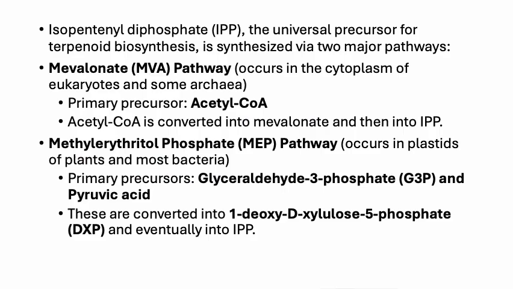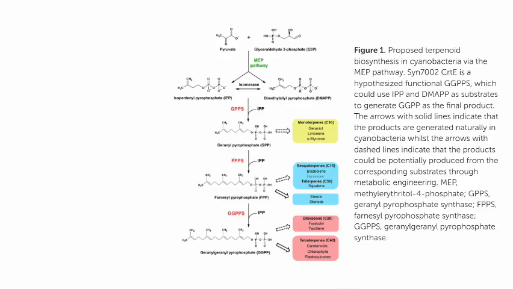So in the mevalonate pathway, the precursor is acetyl CoA. Like I told you, two molecules of acetyl CoA form acetoacetyl CoA and all the way produce mevalonate and finally IPP. Whereas in the methyl erythritol phosphate pathway, the MEP, which occurs in plastids, G3P and pyruvic acid will give you IPP. So this is the pathway here. For MEP we have it here.